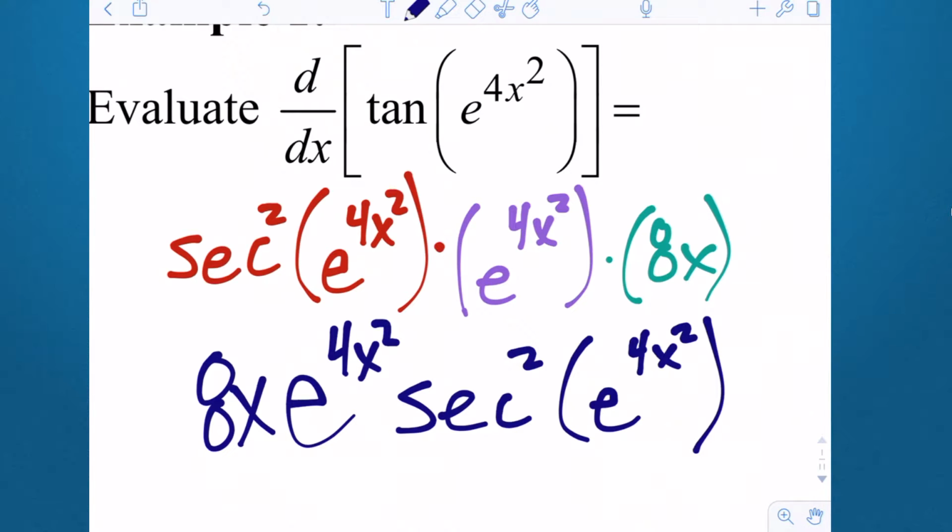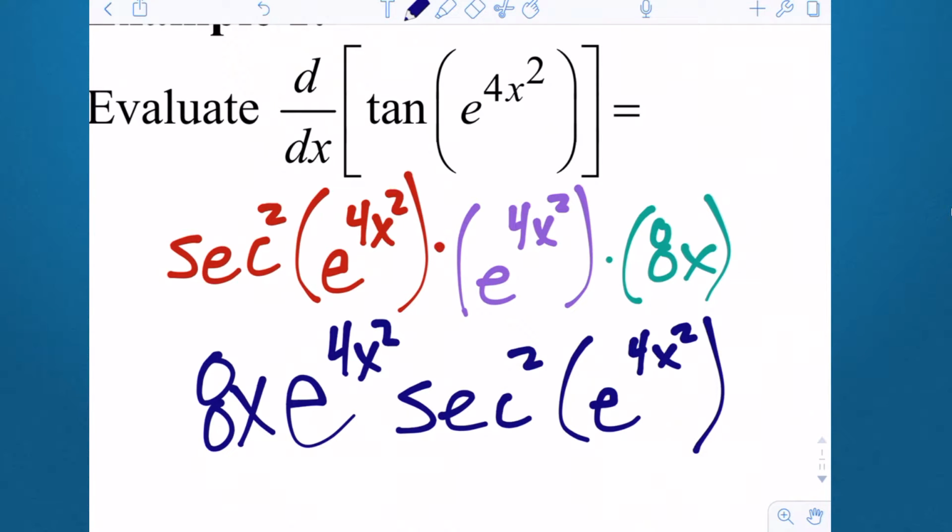Ooh, I like that. Yeah, the relief. Okay, did I get it right? Will said yes. Thank you, Will. Let's see. We work from the outside in. The derivative of tangent of blob is secant squared of the blob. That's the red version. You go in one layer and you get e to the blob. Its derivative is e to the blob. That's the purple layer. And then the derivative of 4x squared is 8x. Good. So we have 3 factors.